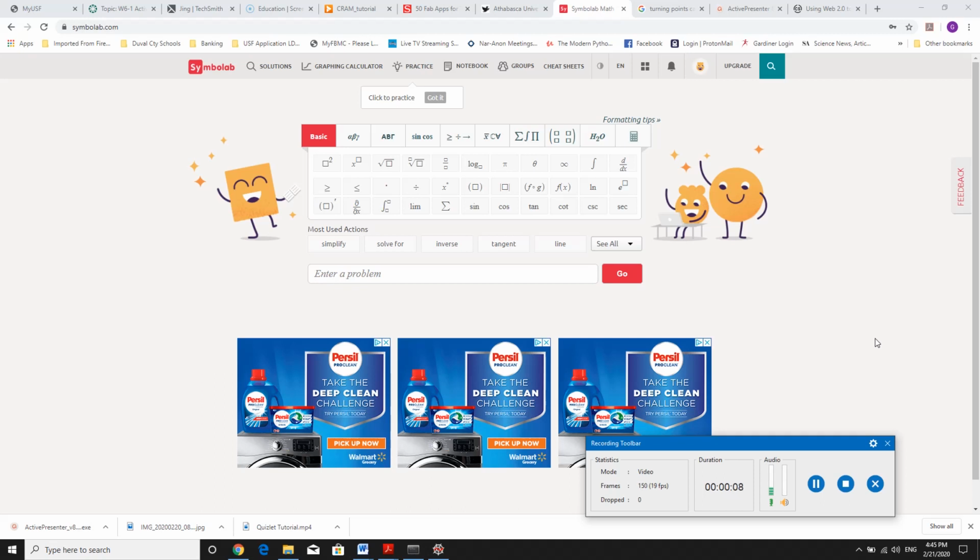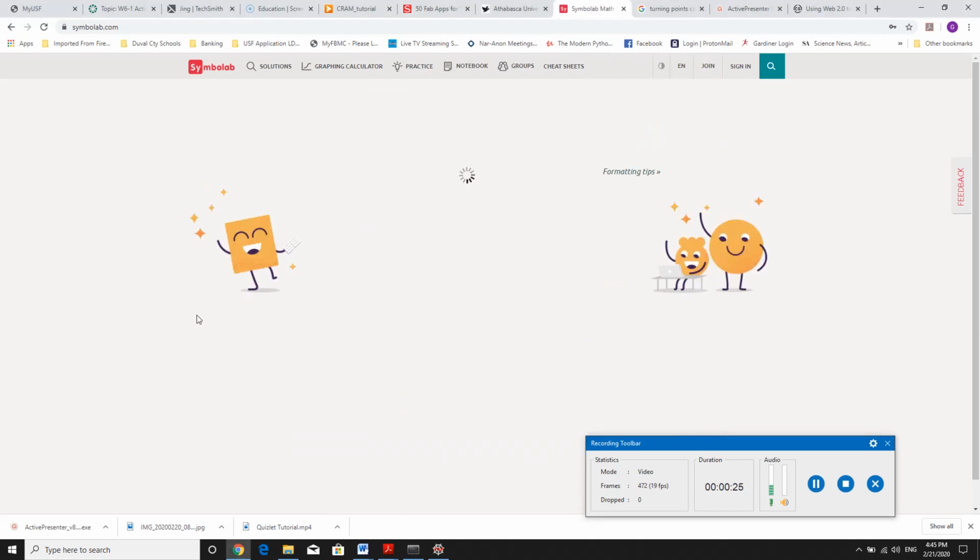I want to demonstrate the use of a Web 2 tool for mathematics that I like to use from time to time in my classroom. It's called Symbolab. Parts of it are behind a paywall. I'll talk a little bit about that later, but much of it is accessible for free. You don't necessarily have to create an account, but I have done so.